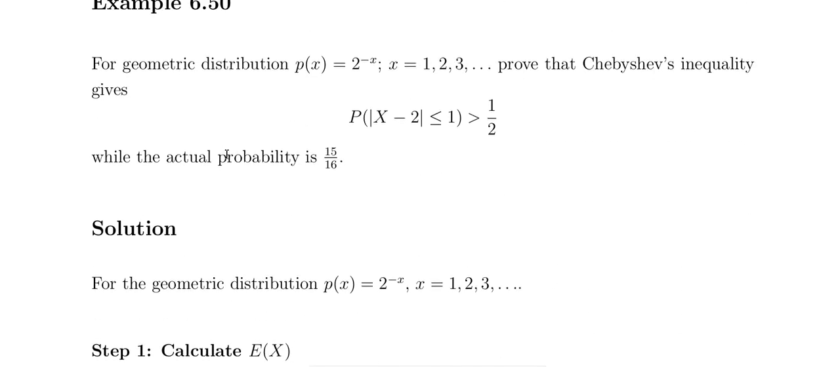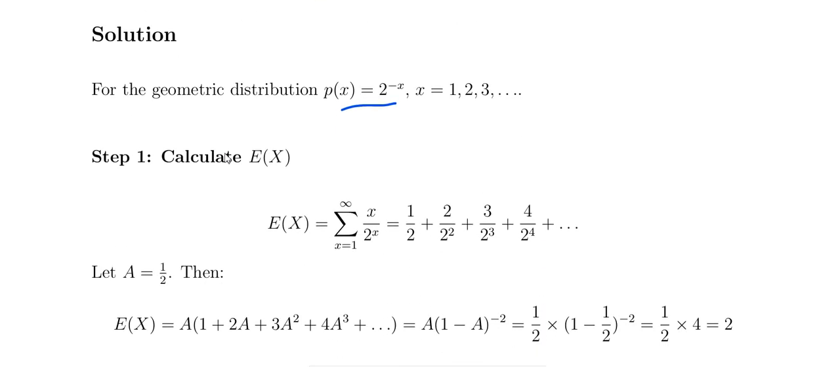This is for a geometric distribution, P of x equal to 2 power minus x. So prove that the Chebyshev inequality gives probability of |x minus 2| less than or equal to 2 as greater than 1 by 2, while the actual probability is 15 by 16. So geometric distribution P of x equal to 2 power minus x, x equal to 1, 2 and so on. So E of x is summation x into 1 by 2 power x, with x equal to 1, 2, 3 in sequence: 1 by 2, 2 by 2 square, 3 by 2 cube, 4 by 2 power 4 and so on.